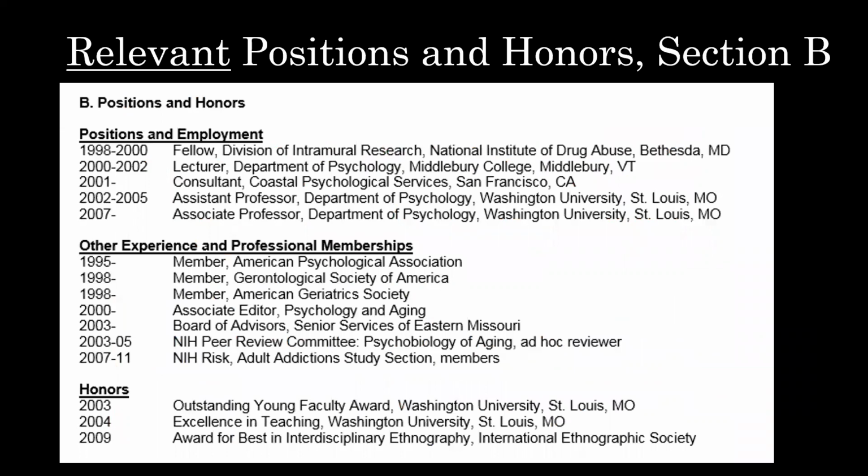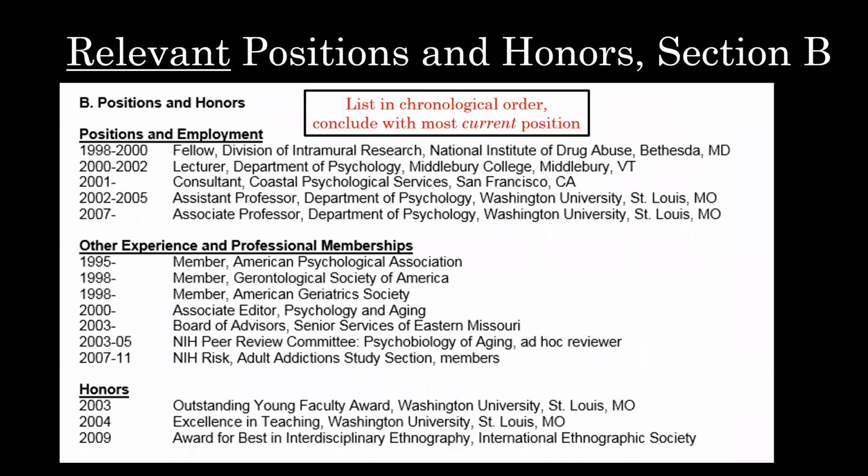Next up is Section B, and this is their positions and honors. This is always, again, completed by the PI. List in chronological order and conclude with the most current position. So here you can see that we left the end date open because their current position is, in this case, an associate professor in the Department of Psychology. And always list everything in chronological order going down.